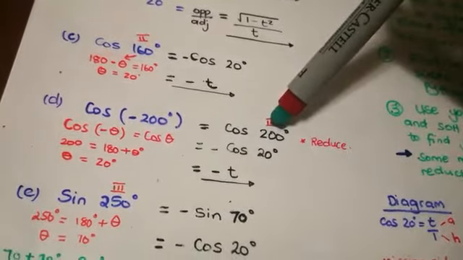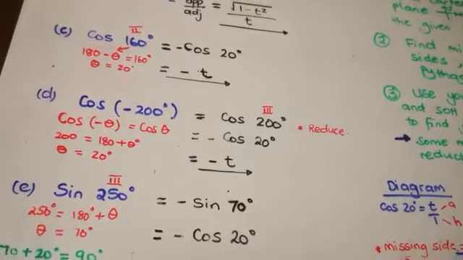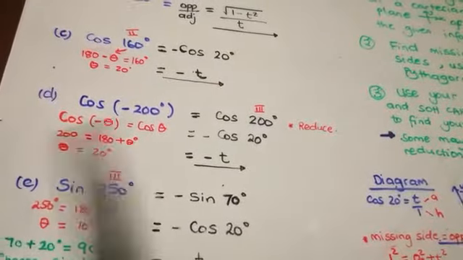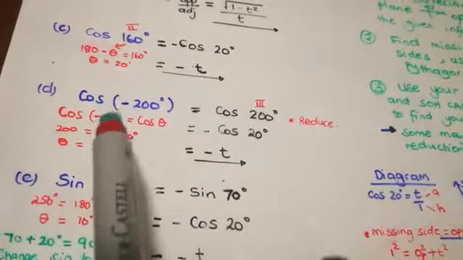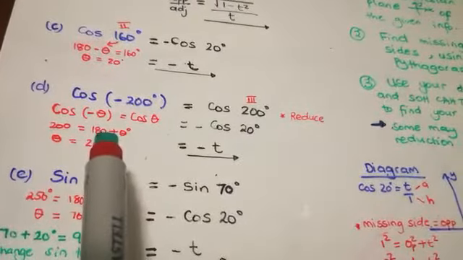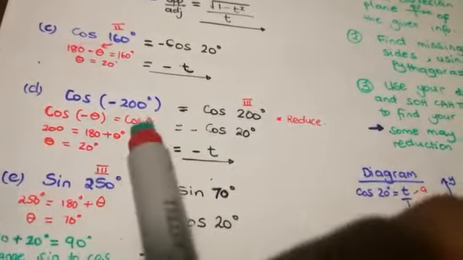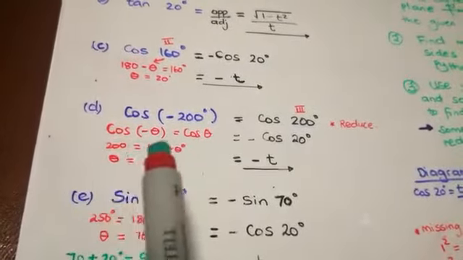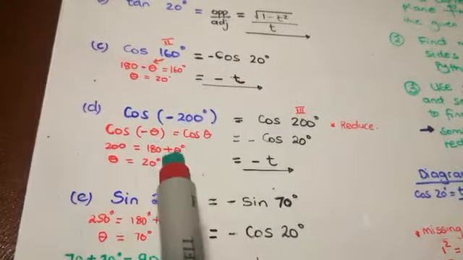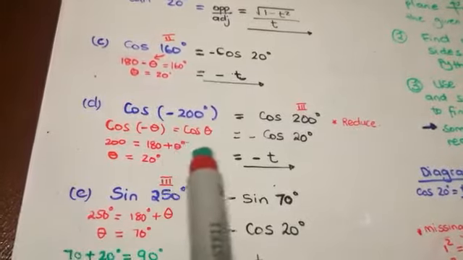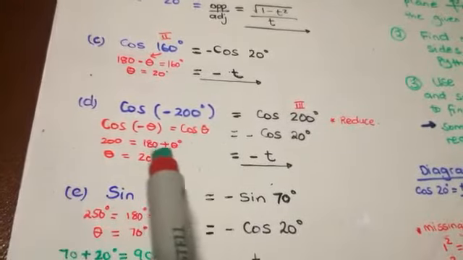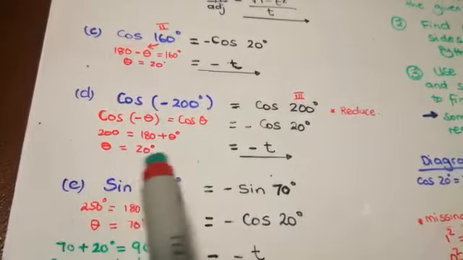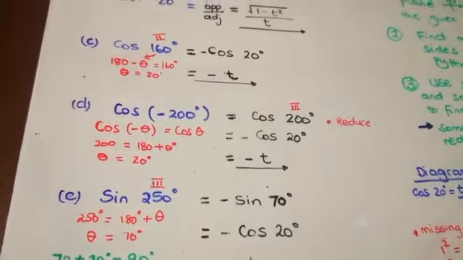So 200 is where? It is in the third quadrant. So my angle in the third quadrant is 180 plus theta. Please don't use 270, it's going to confuse you, or any other number. It's just 180 plus theta. It's easier like that. So 200 is equal to 180 plus theta. We want to find out what that theta is. So we solve for theta, 180 over there, and then theta is equal to what? It is equal to 20 degrees.